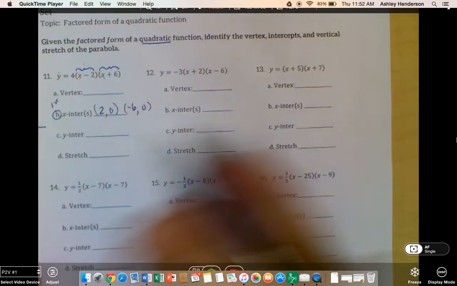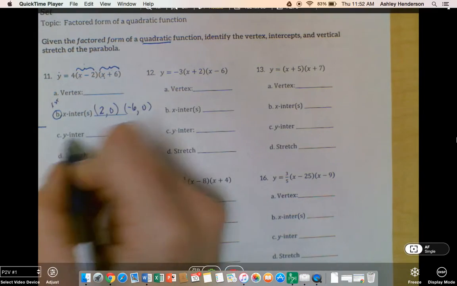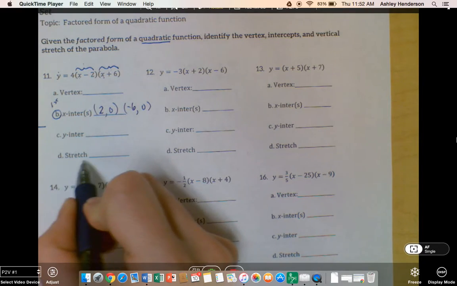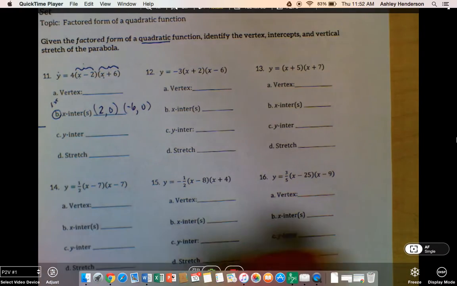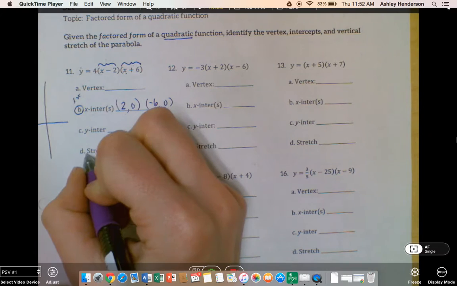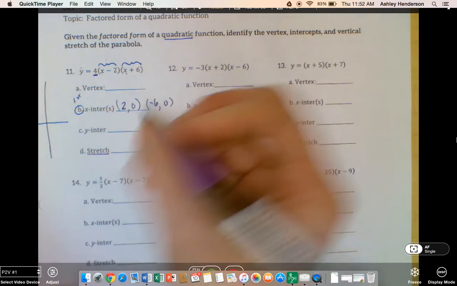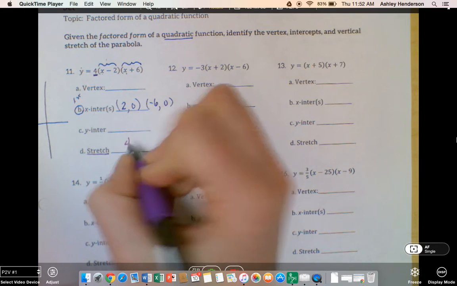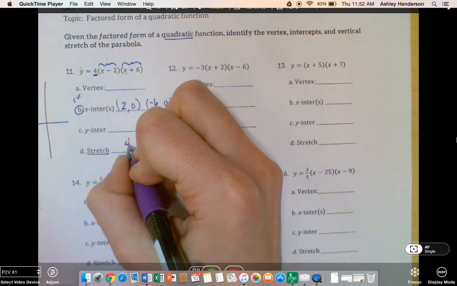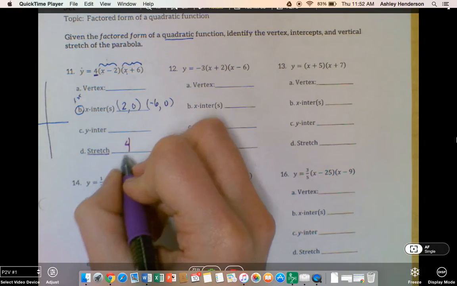Okay. Y-intercept, we could come to that one next. I'm going to come down to stretch though first, because the stretch is just that stretch compression, that A term, so it's just this guy right here. It says how fast it's going to grow. It's not like slope, it's just how our quadratic changes. Our stretch is going to be 4.